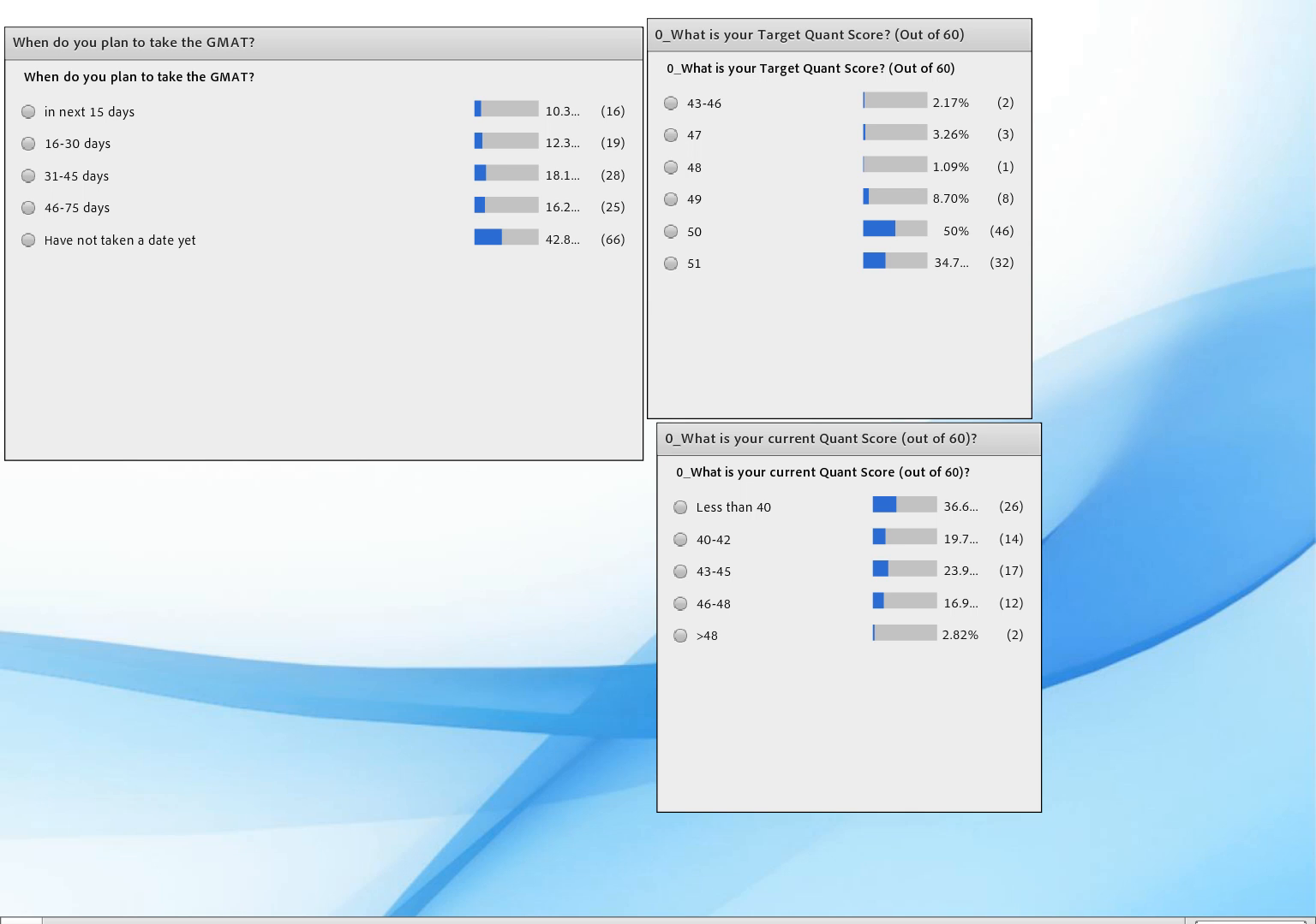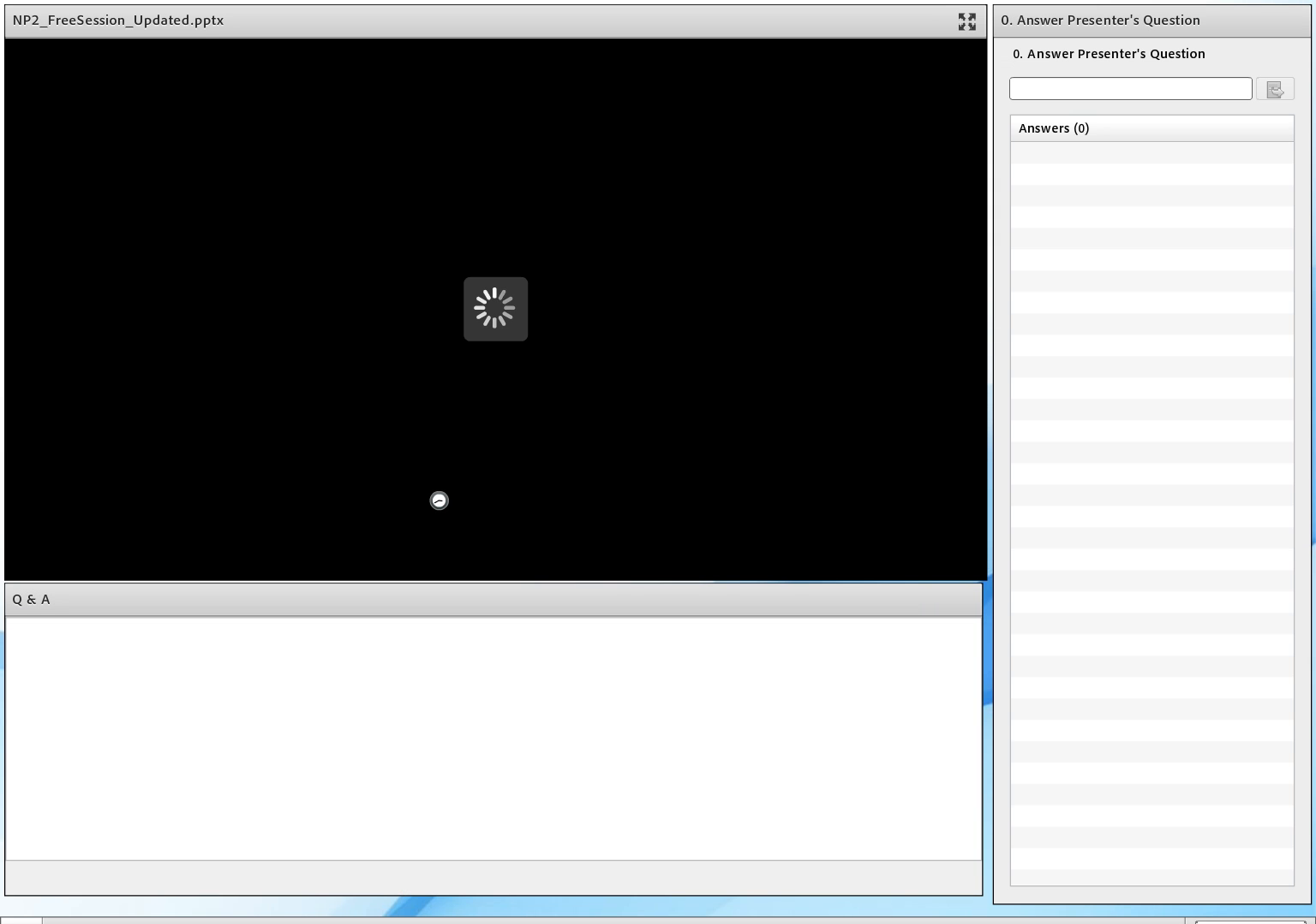And then with regards to the current quant score, the biggest group here is those who are at a score of lower than 40. And then we also have a good number of you who are in that 43 to 45 and 40 to 42. And we have a few of you who are doing better than 48 as well. So that's good to know.